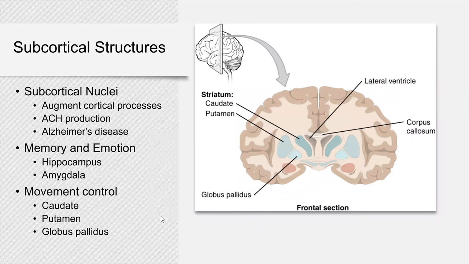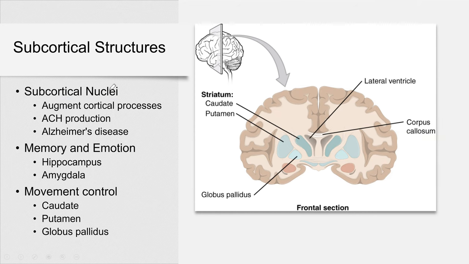Subcortical structures that we mentioned briefly, right? Those basal nuclei, for example. So we call them also subcortical nuclei. So you can see over here, we have cortex shown in a dark color. So that's gray matter. Underneath the cortex, this is white matter. And then what's shown here in a blue color, those are gray matter as well.